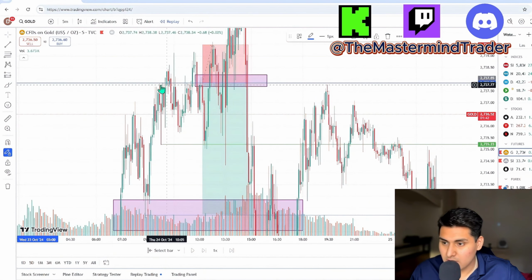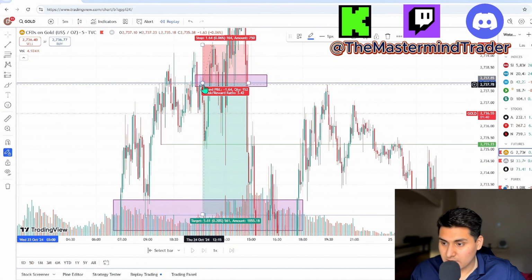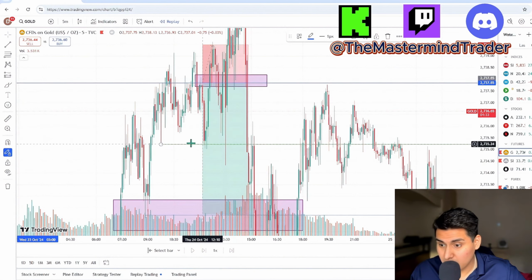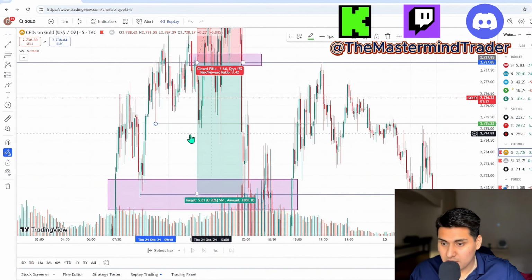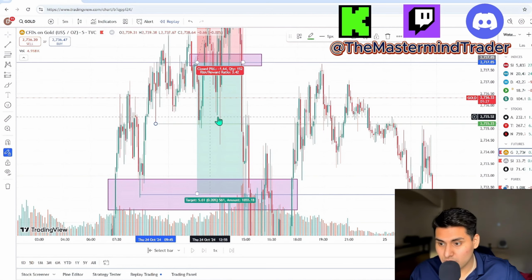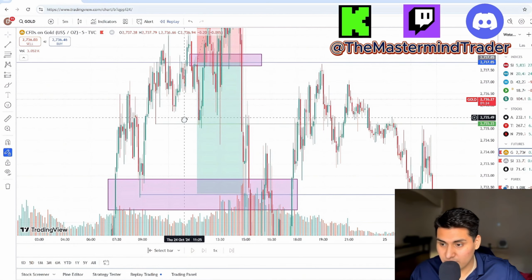So I thought, okay, well, the fair value gap has been respected, so I entered. There was also a break of structure, further confirming my trade. And then as soon as I came down here, you see why there is a green line. Basically, this green line is showing you where I took 50% of my profits.